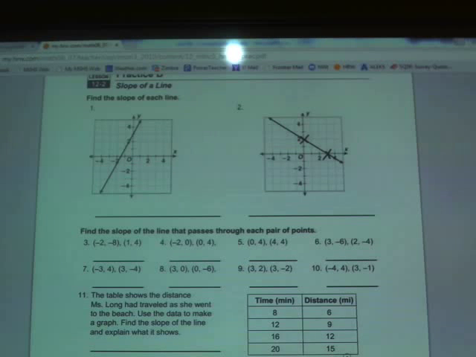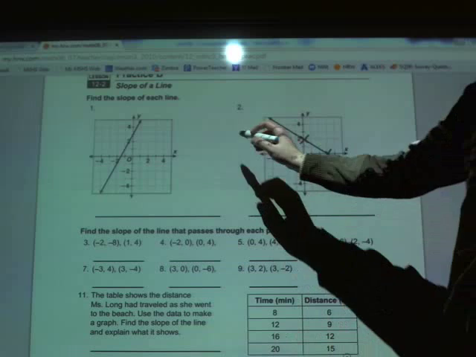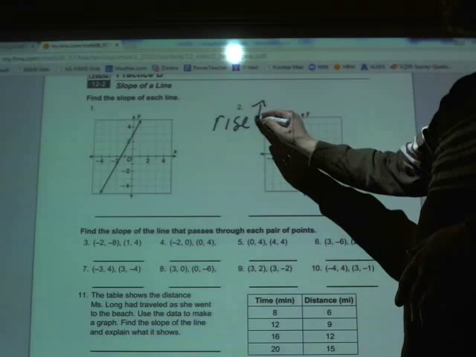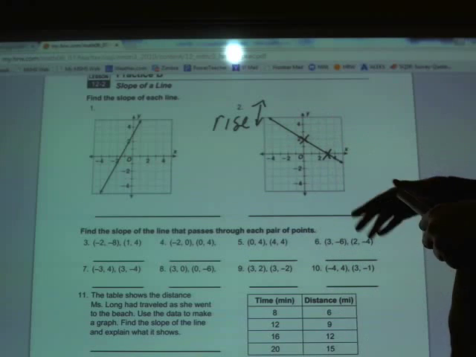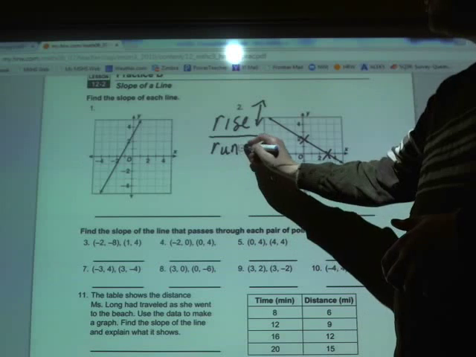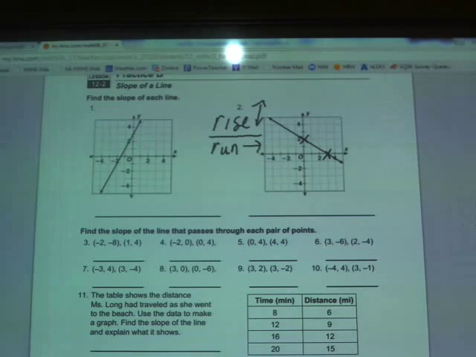Remember, slope, which is what we're finding here, is comprised of 2 things. The rise is how much the line changes, either moving up or down, when we go from left to right. Then the run is how much the line moves to the right. We're always going to work left to right. So for rise, we can go up or down, but for the run, I don't get a choice. I have to go left to right.